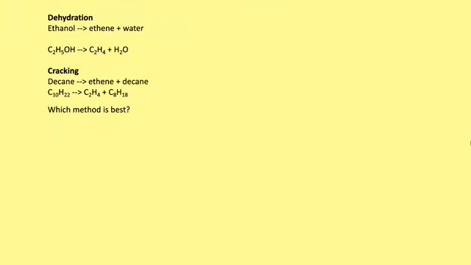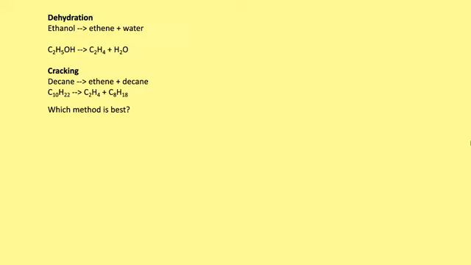So here are our two methods. If we take ethanol, a dehydration reaction is when you remove water from a molecule. So it gives us our ethene, which is what we want, and it gives us water. And I've written the simple equation there as well, so you can see it. And then for cracking, if we take decane and we crack that, then we get ethene and, oh, sorry, that says decane. It shouldn't be decane. It should be octane.